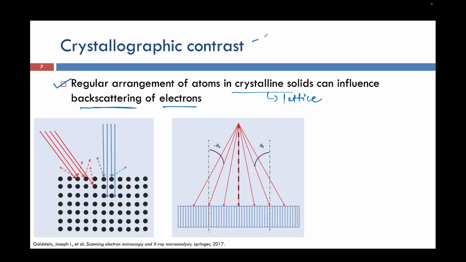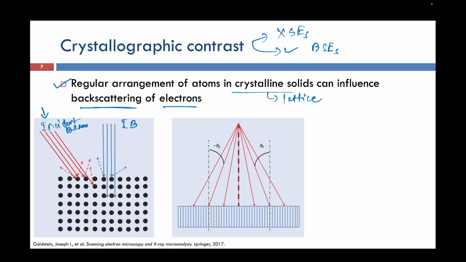So in crystallographic contrast, we are not talking about secondary electrons anymore. We are only talking about backscattered electrons. So how will this backscattering of the electron be influenced? Let's see this picture. Let's say this is my incident electron beam, and this is also my incident electron beam.